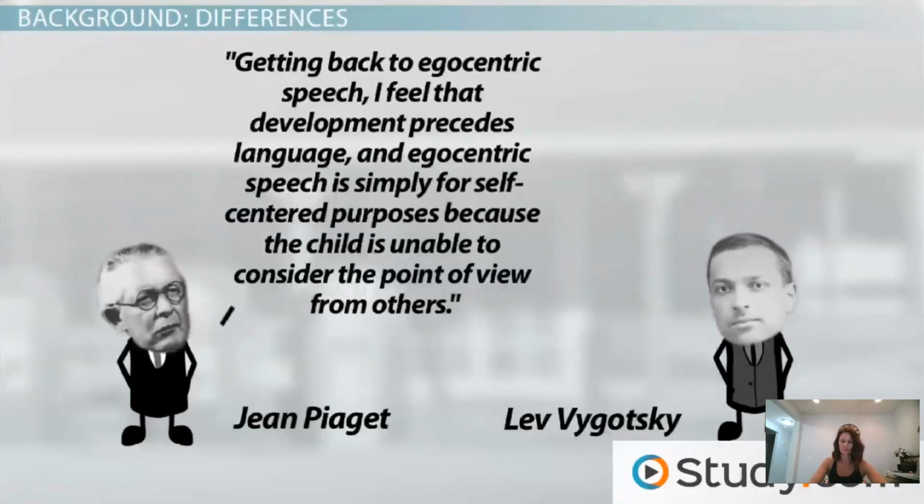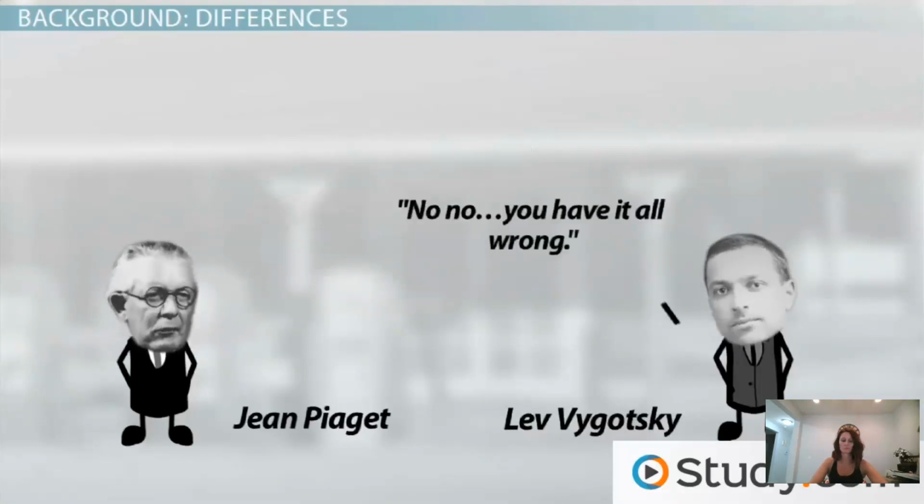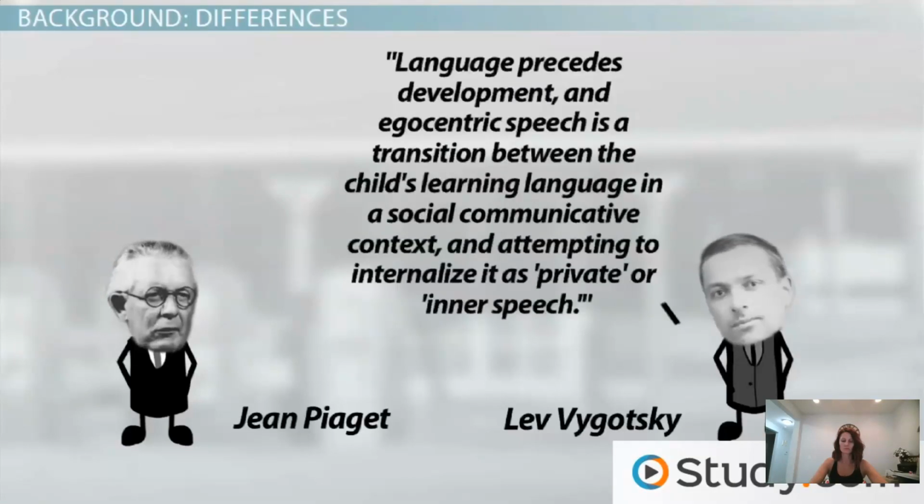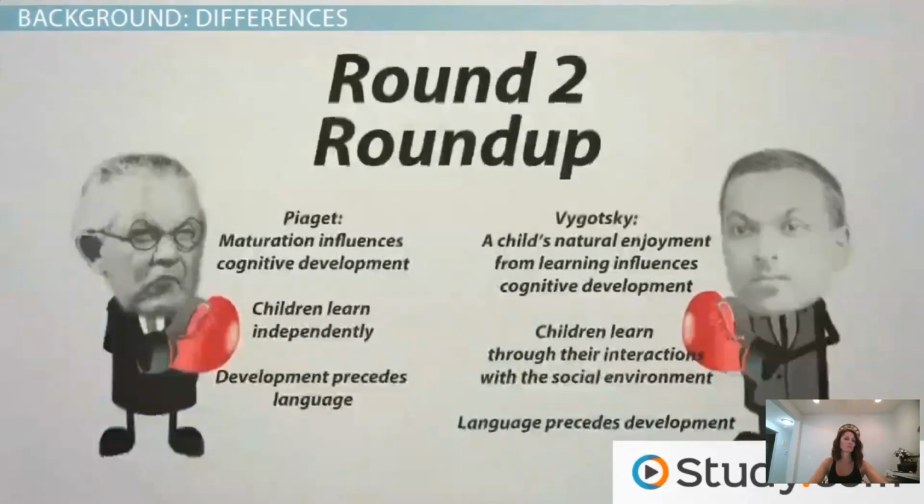Getting back to egocentric speech, I feel that development precedes language, and egocentric speech is simply for self-centered purposes, because the child is unable to consider the point of view of others. No, you have it all wrong. Language precedes development, and egocentric speech is a transition between the child's learning language in a social communicative context and attempting to internalize it as private or inner speech.